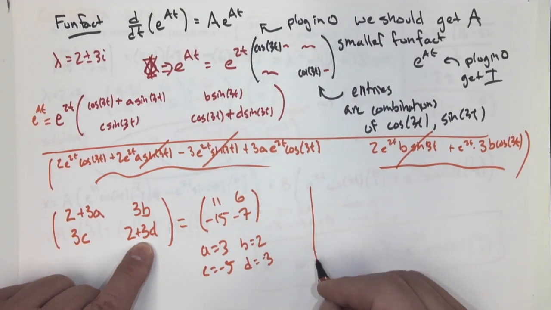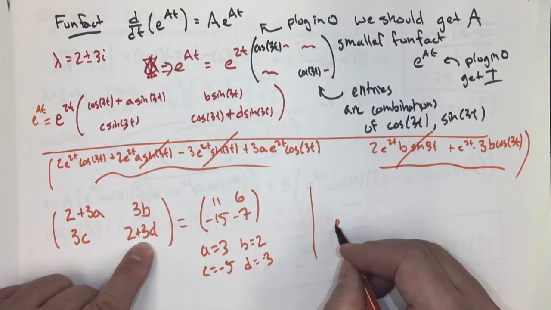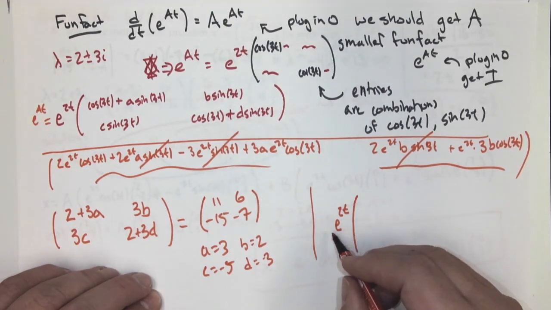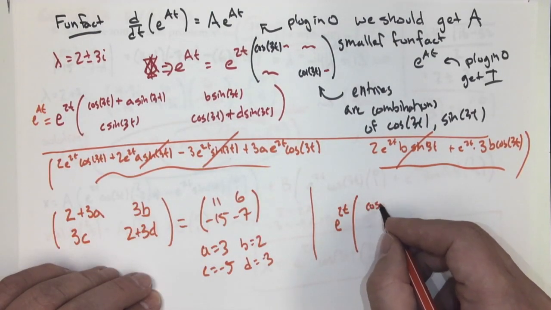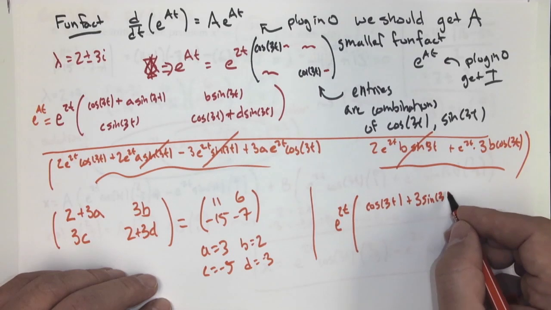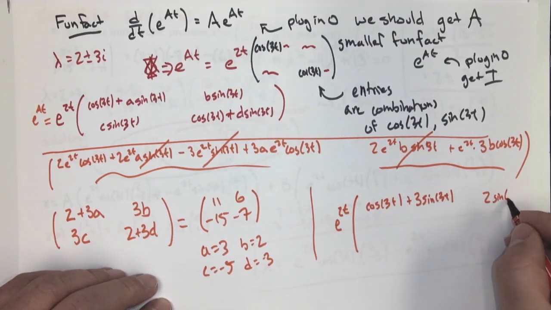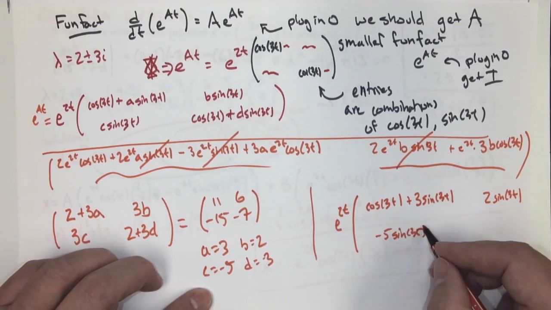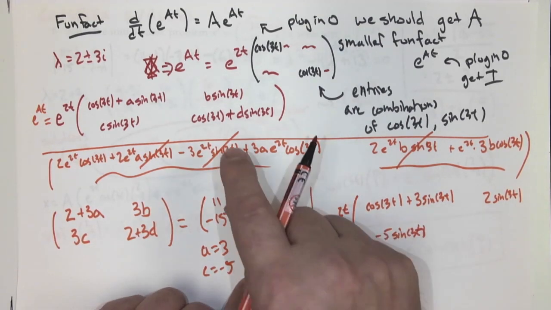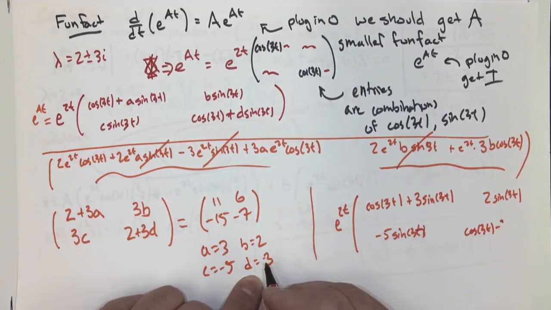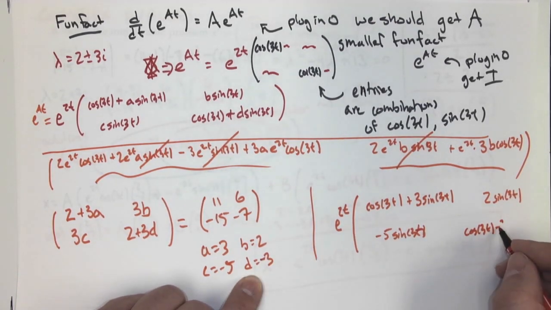Negative 3. So that says our fundamental matrix, even better than fundamental matrix, sorry, e to the At is e to the 2t times the matrix with entries cosine of 3t plus 3 sine of 3t, 2 sine of 3t, minus 5 sine of 3t, and finally, our last corner is cosine of 3t minus, is that a minus? It is a minus. Minus 3 sine 3t.